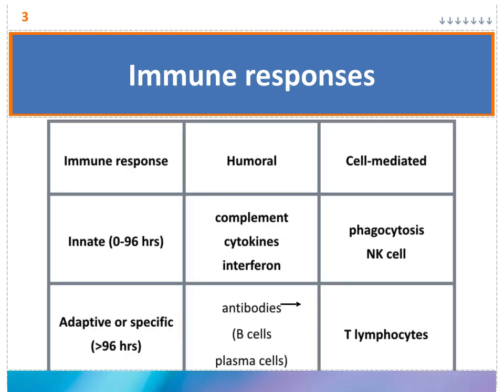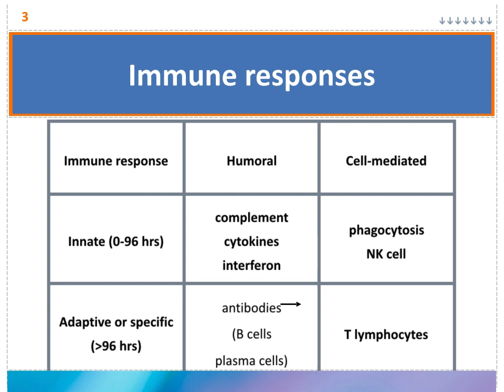Immune responses are traditionally classified as humoral or cell-mediated. By humoral, we mean there is no actual cell-to-cell contact between cells of the immune system and their targets. On the other hand, when you have cell-mediated immune responses, there is an actual cell-to-cell contact between the cell of the immune system and its target. In the case of humoral immune responses, molecules mediate the interaction.